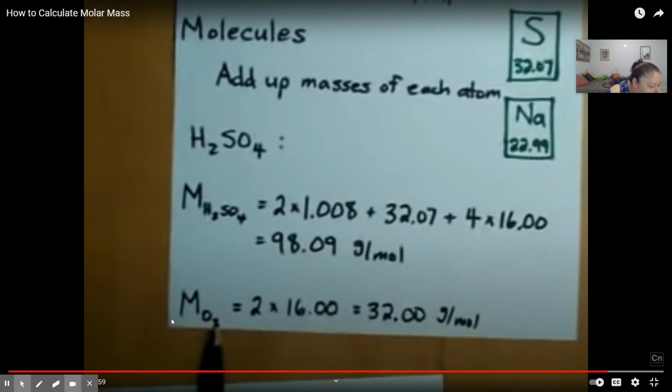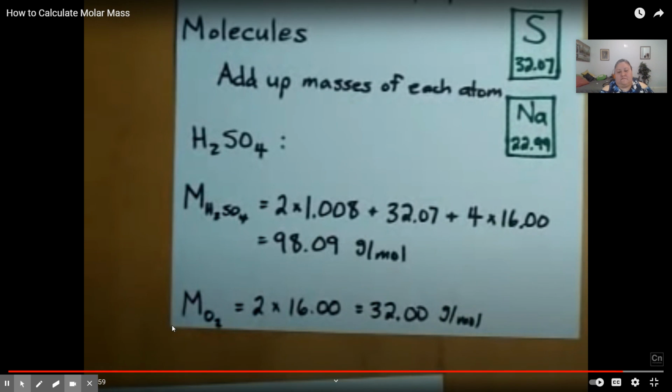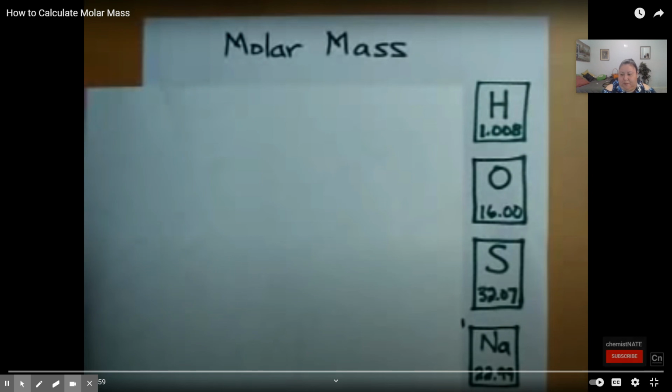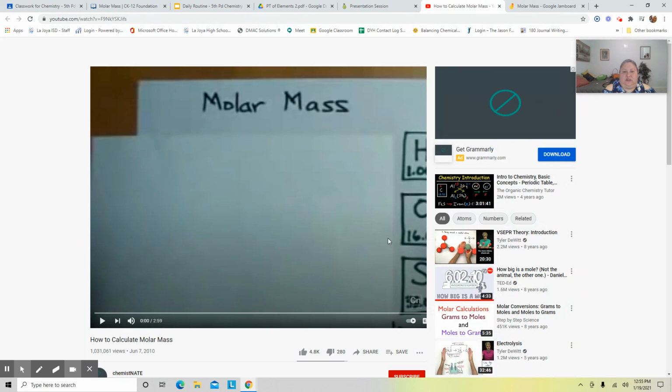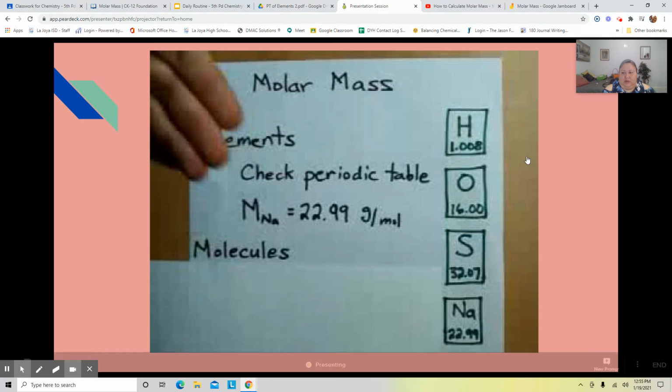If we were wanting to calculate the molar mass of something like O2, do the exact same thing. 2 times the molar mass of oxygen. That's all there is to this molecule. So we get 32 grams per mole. All right. Thank you so much for listening to that. I hope that just makes it a lot easier for you guys listening to it from a different perspective.